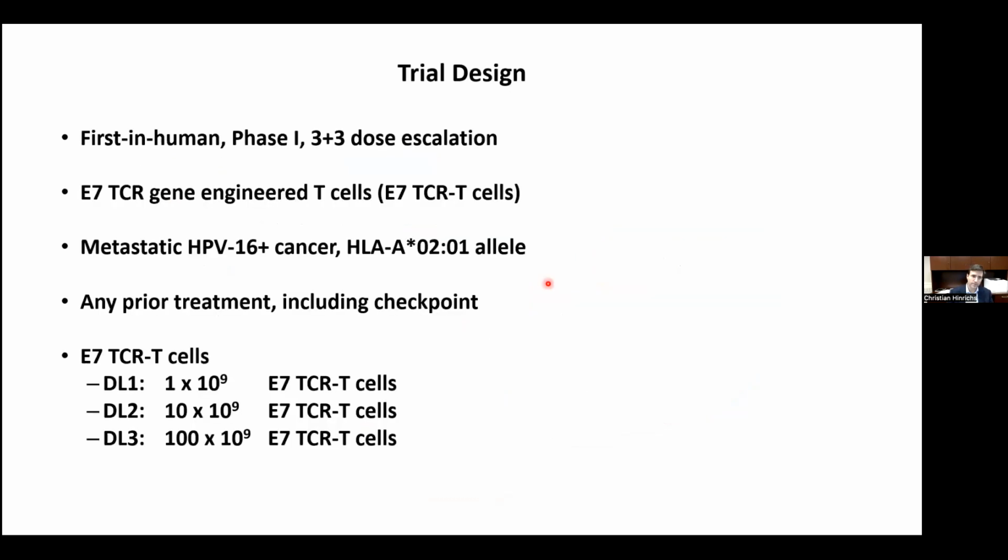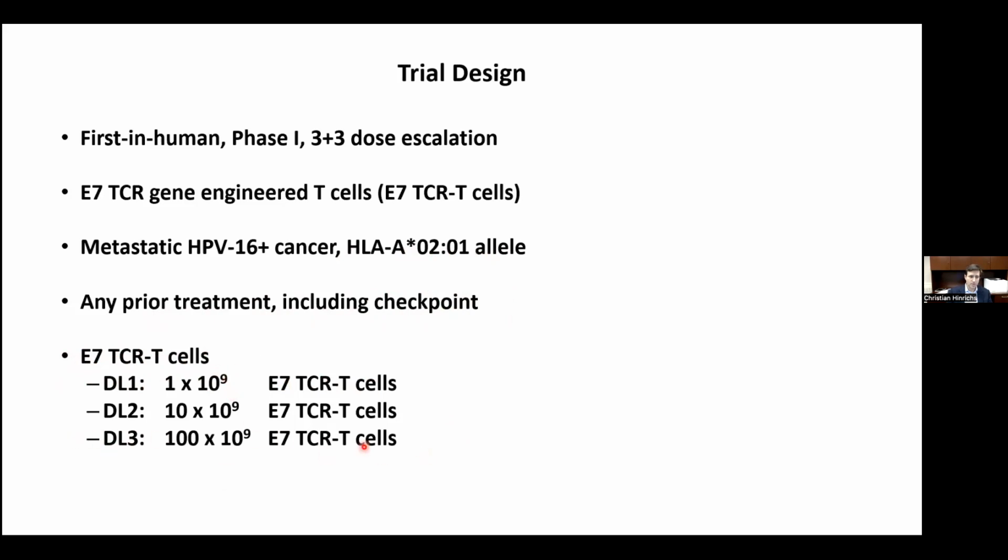So the trial design for this was a first-in-human phase 1 3+3 dose escalation design. The treatment was E7 TCR gene-engineered T cells. The patients had to have metastatic HPV-16 cancers and the HLA-A2 allele. Any prior treatment, including checkpoint inhibitors, was permitted. Checkpoint inhibitors are another T cell-based immunotherapy, probably the leading one. The treatment was with E7 TCR T cells, and you can see here the dose escalation schema. The starting dose is about 5 to 7-fold higher than the therapeutic doses for CAR T cells for B-cell malignancies.